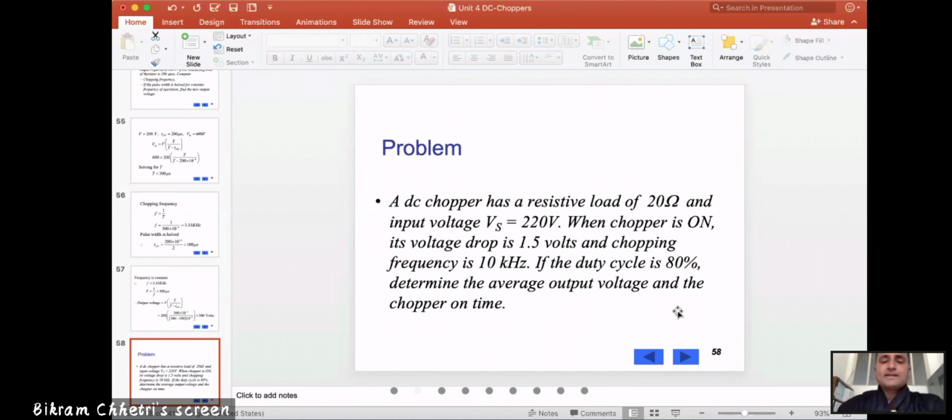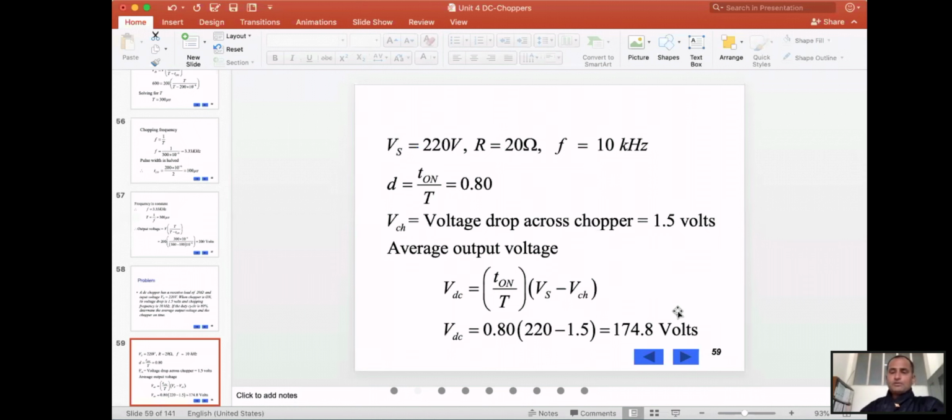Now this next question is: a DC chopper has a resistive load of 20 ohm and the input voltage Vs is equal to 220 volt. When the chopper is on, its voltage drop is 1.5 volt and the chopping frequency F is given as 10 kilohertz. In this case, the duty cycle is 80%, meaning 0.8. Determine the average output voltage and the chopper's on time. What is the on time of the chopper? That means you have to find T on.